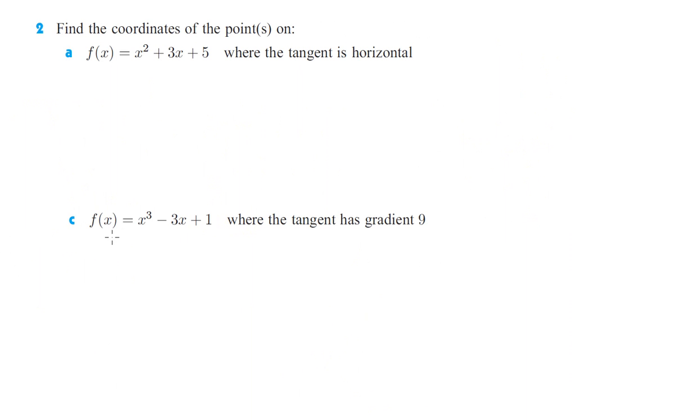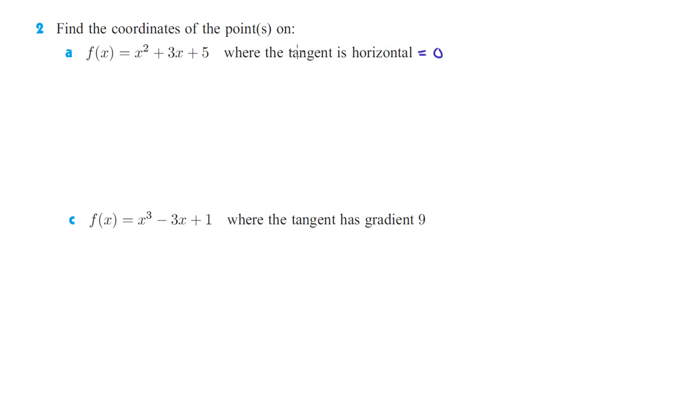Okay, let's move on to the next one. That's number 2. Find the coordinates of the points on this here where the tangent is horizontal. Okay, so what we want to do here is, we know that the tangent is going to end up being horizontal, which basically means that the slope is 0, right?